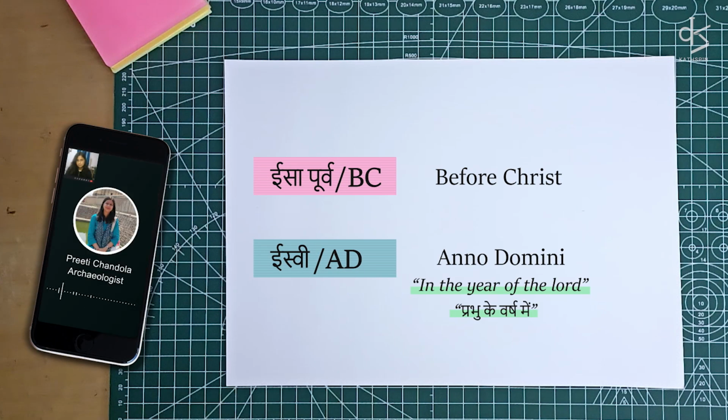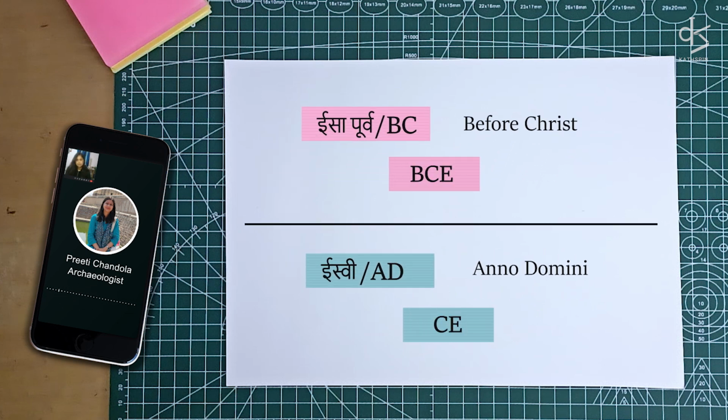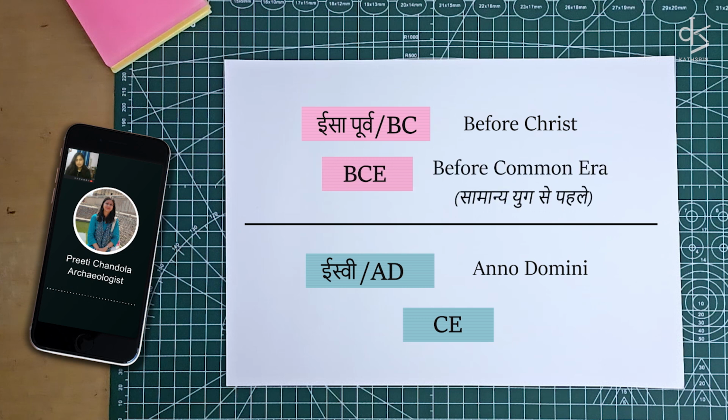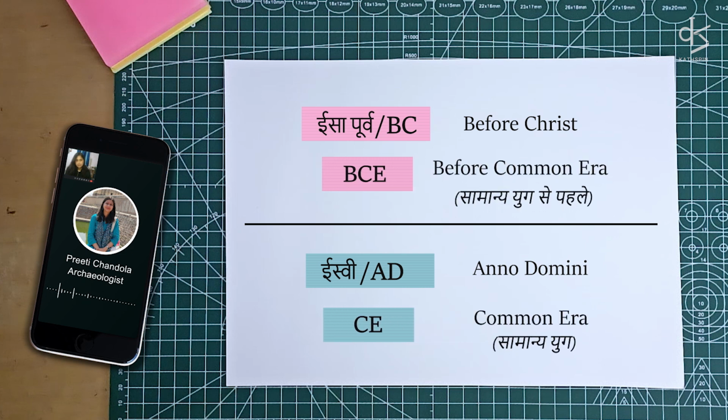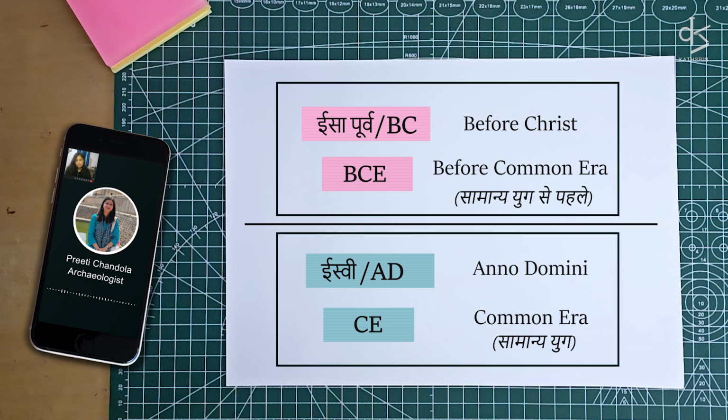So BC stands for before Christ, that is, before the birth of Jesus Christ. And another one is AD. AD stands for Anno Domini. It's a Latin term. It translates to in the years of Jesus Christ. And the other one is BCE and CE. So BCE stands for before Common Era and CE stands for Common Era. Both concepts are equivalent to each other, like BCE and BC are both equivalent.